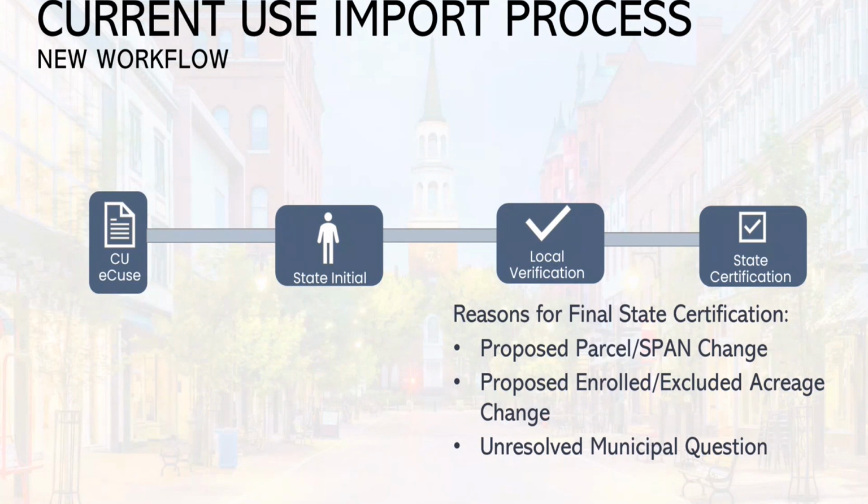We will have the ability to export out records that the state hasn't certified yet, so you can use your municipal values to get your property tax bills out. Each of these steps will go sequentially. As soon as they do their initial review, it'll be available for you. As soon as you complete your local verification, they'll be able to go in and do the state certification if any of these types of changes have been made to the record.